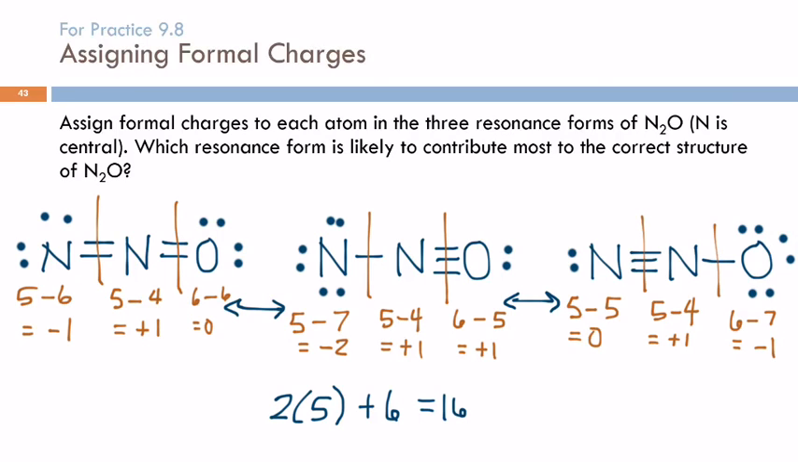Any questions? This is one of those things that once you do it a couple of times, it's really not that hard. Just think, okay, we're chopping all the bonds in half, and what does everybody get to take home? Compare that with what they started with, and that's the formal charge.